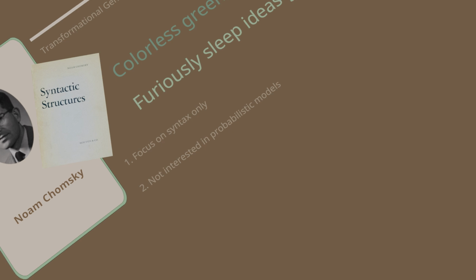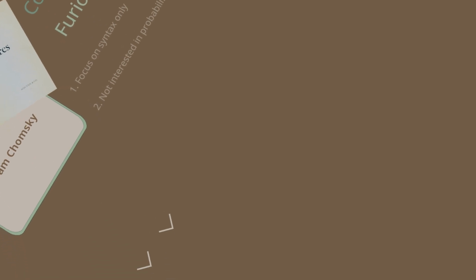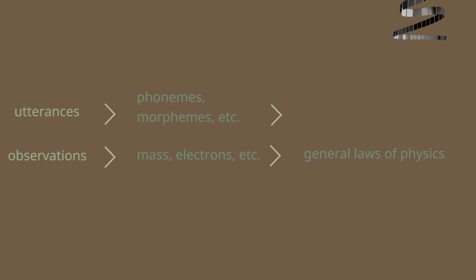What he wants to achieve is something more like theories in classical physics, and he says this explicitly in Syntactic Structures. In physics, you start with a finite set of observations, then you use hypothetical constructs, like mass or electrons, and you use those to build general laws that allow you to predict future observations. Chomsky wants to do the same thing with language. You start with a finite set of observations, in this case, utterances, then you use hypothetical constructs like phonemes, morphemes, and the like, and you use those to build grammatical laws that you can then use to predict future utterances.